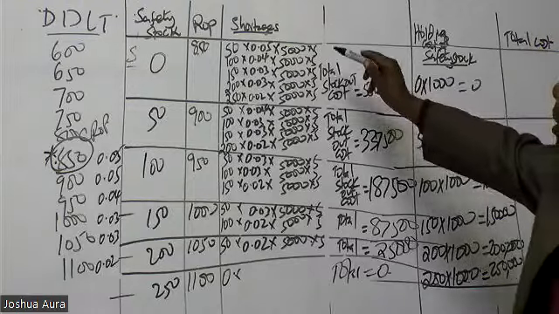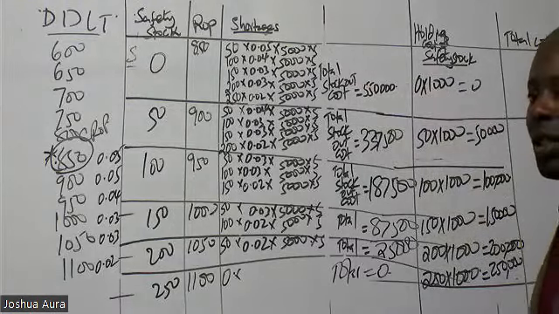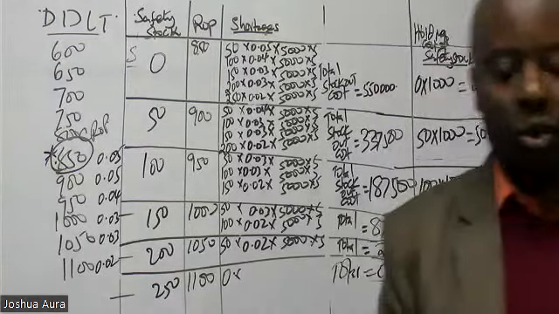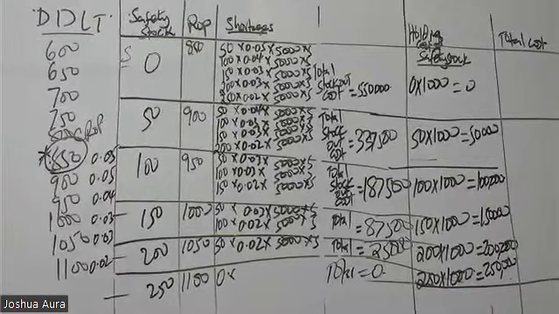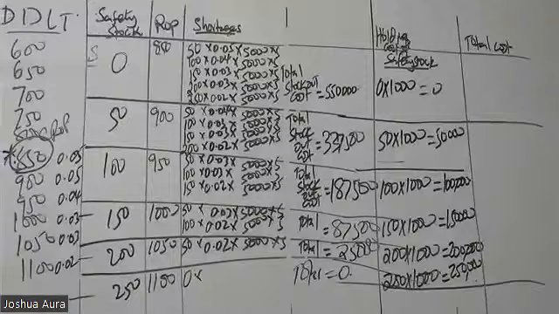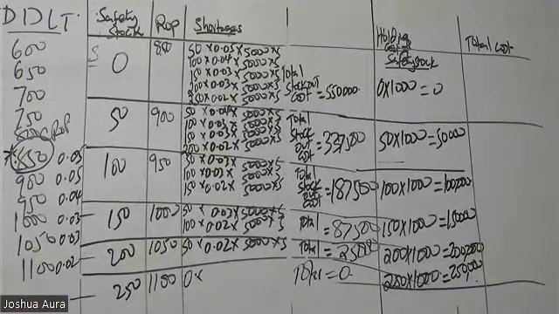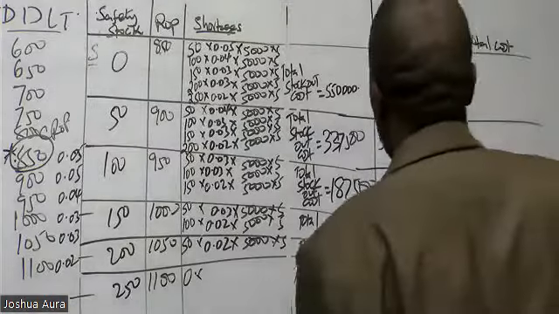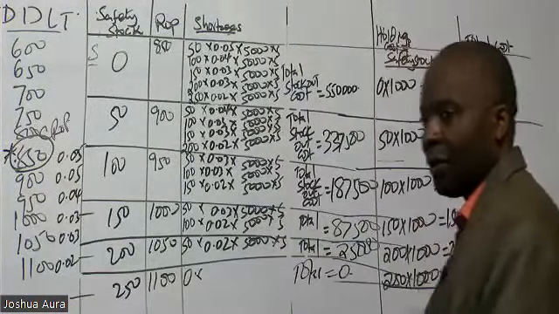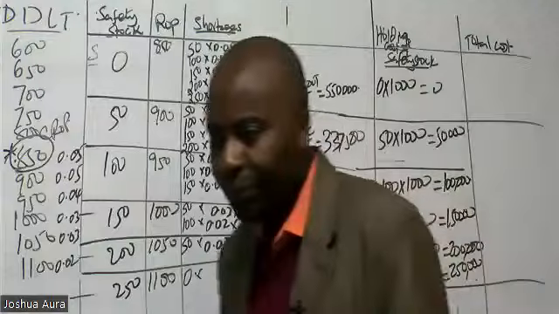Total cost is the shortage cost plus holding cost. So 550,000 plus 0, that gives me what figure, somebody?